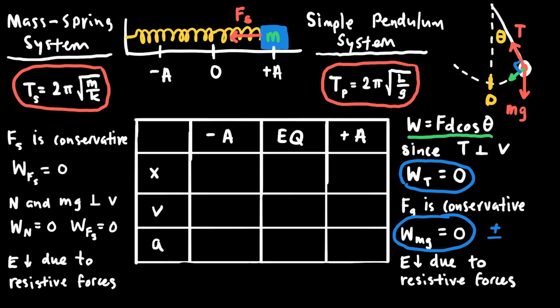However, we know that for practical purposes, the amount of energy that the pendulum has does go down due to resistive forces. Right, so maybe there's some friction between where the knot of the pendulum is at the top and whatever it's anchored down to, and maybe there's some air resistance between the bob of the pendulum as it moves back and forth.